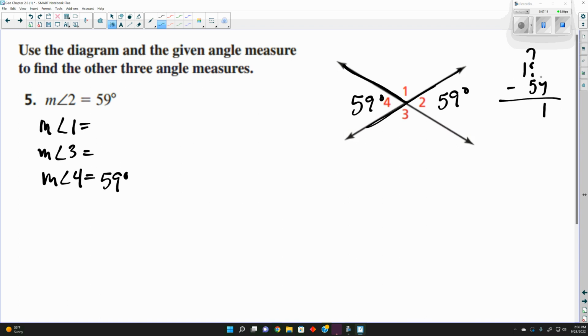180 minus 59 gives us 121. So angle 1 is 121 degrees. What do we know about angle 3? This can also be 121 degrees. Vertical angles are congruent. Any questions on any of this here?